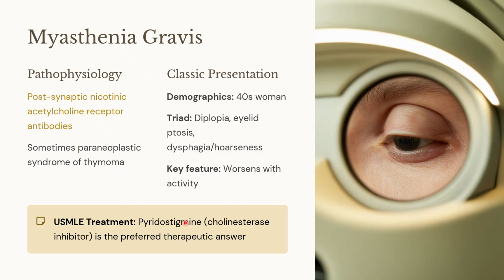Pyridostigmine, which is a cholinesterase inhibitor, will inhibit the cholinesterase, so that the acetylcholine which is present will act on the nicotinic receptors. So there will be an improved response when pyridostigmine is given. So this can be asked as a treatment. What is the treatment option for myasthenia gravis? That is pyridostigmine or any cholinesterase inhibitors.